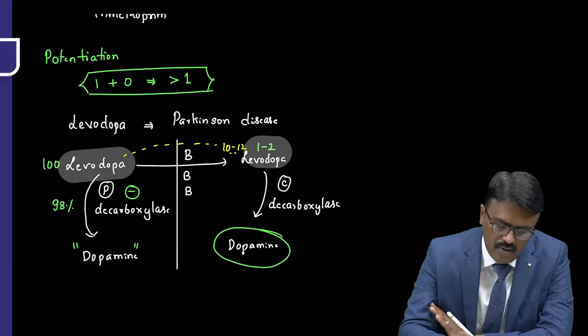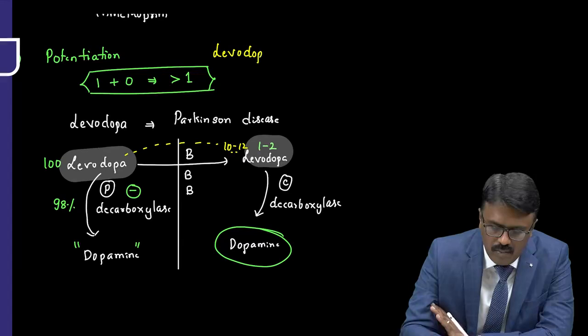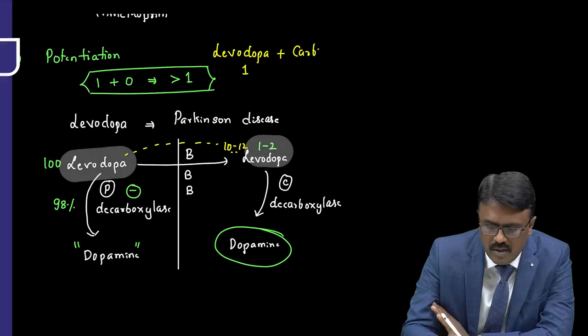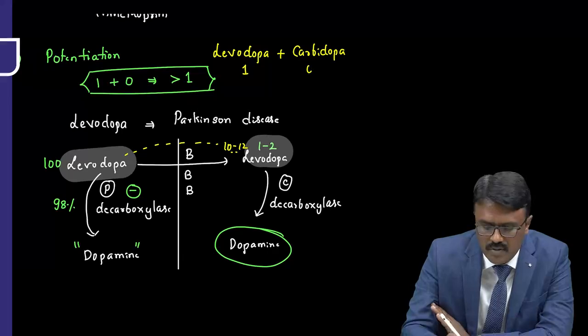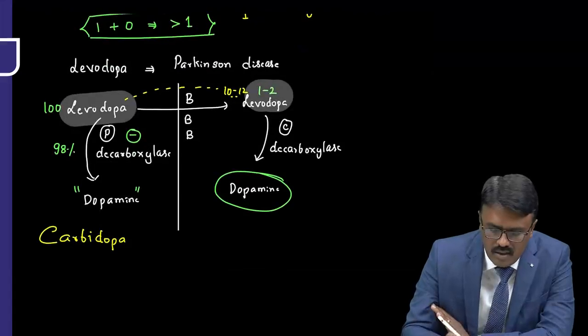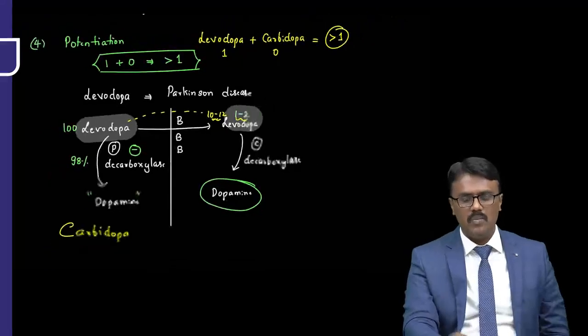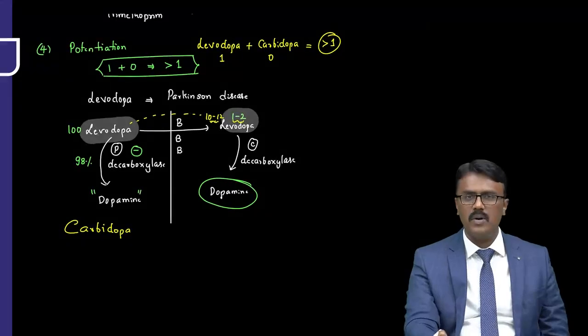So the classical example of potentiation is the combination of levodopa and carbidopa. Levodopa has a response of 1. Carbidopa is not a dopamine prodrug, so it has a response of 0, but when we combine them, the effect increases to more than 1. You can see here, 1 or 2 were going before, now 10 to 12 are going. So this is an example of potentiation of the drug. When we combine drugs, what we see is potentiation.